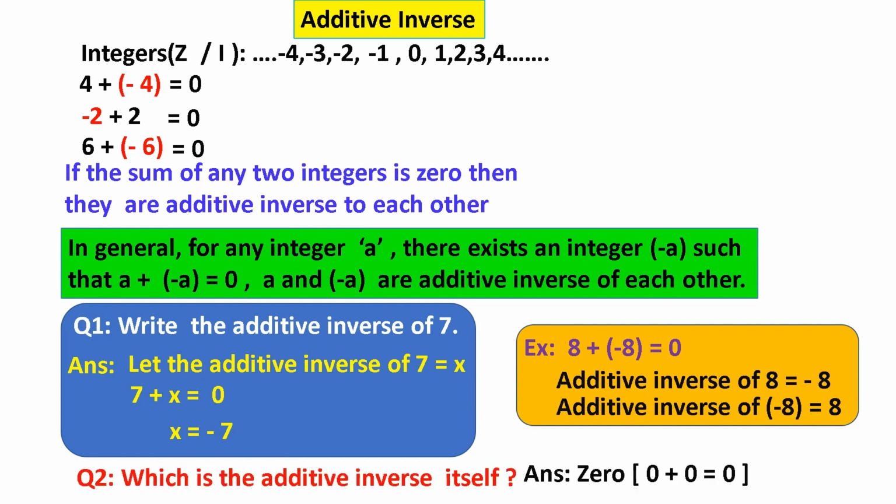Next, which is the additive inverse to itself? 0. 0 plus 0 is 0.